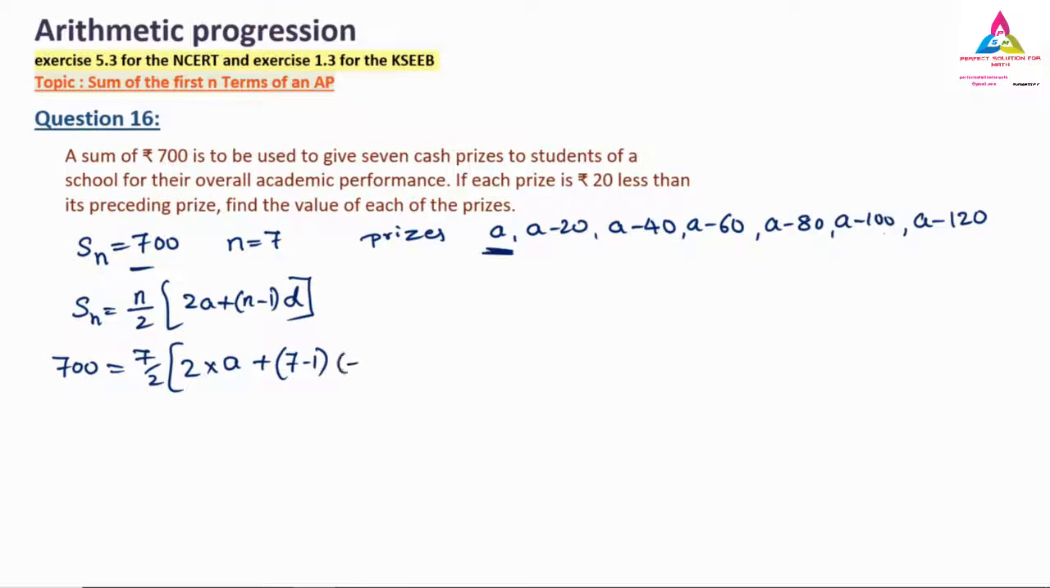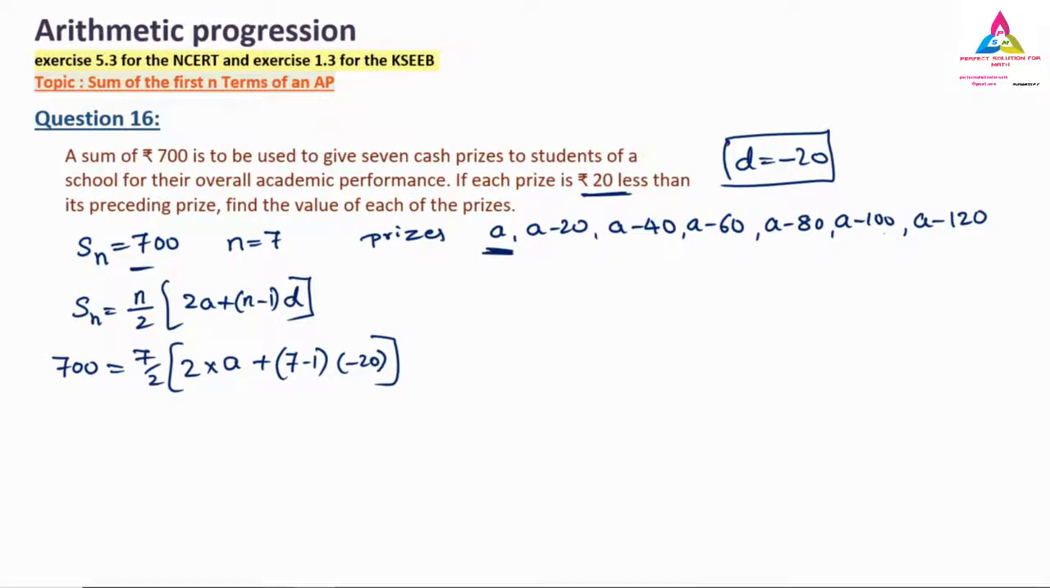D is nothing but minus 20. The difference they have given is 20 rupees less, so the D value will become minus 20. Remember, you have to understand that 20 rupees less has been given, not more. If they have given more, it means plus 20; less means minus 20. So these are statement form questions.